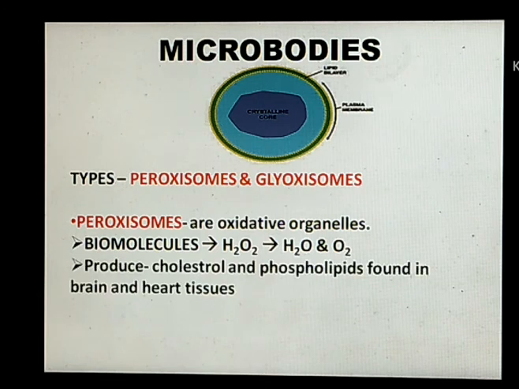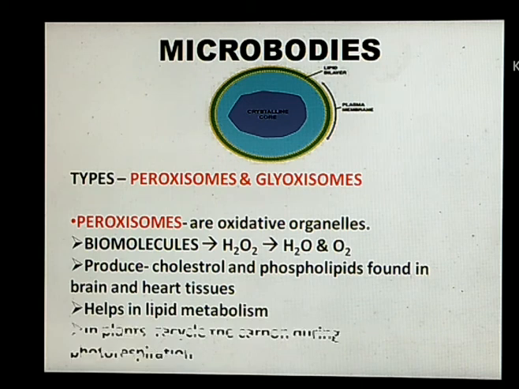It also produces cholesterol and phospholipids that are found in brain and heart tissues. It helps in lipid metabolism too. In plants, it helps in recycling of carbon during photorespiration. Thus, plant peroxisomes are found in photosynthetic cells associated with chloroplasts.